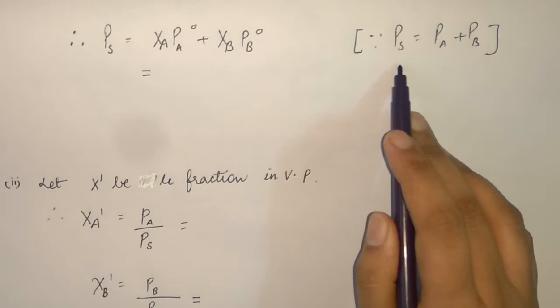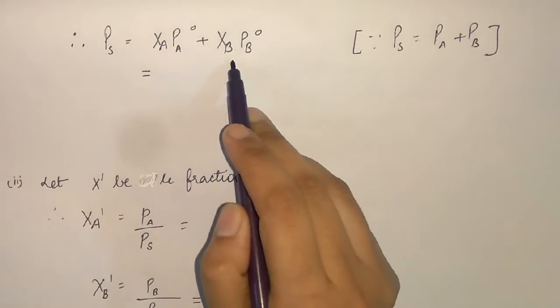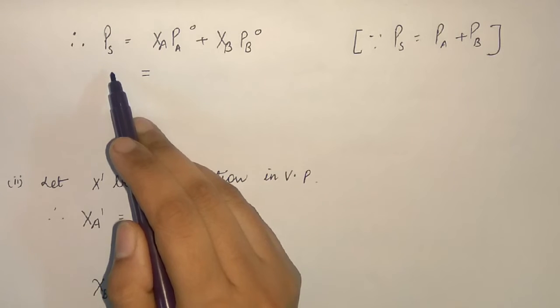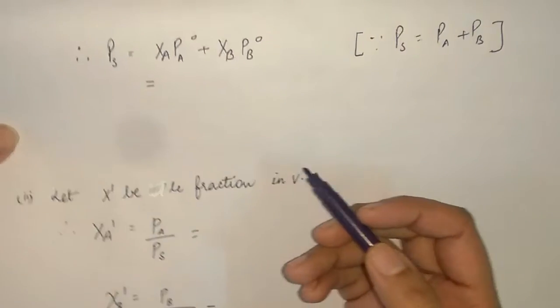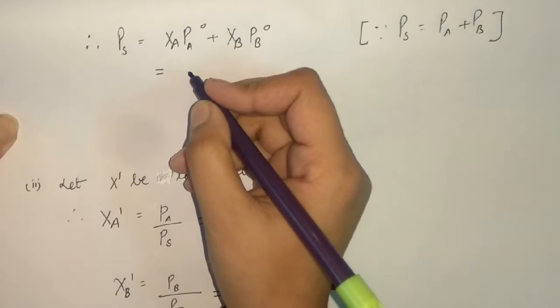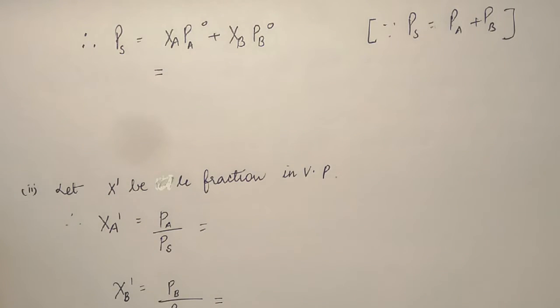I have to calculate P total, that is the pressure of the solution. PS is equal to, as I just told you, PA plus PB. PA is XA into PA naught and PB is XB into PB naught. So I already have this formula: PS is equal to XA into PA naught plus XB into PB naught. Just substitute the values. What is XA? Just now you have calculated. What is the value of XA you have got?